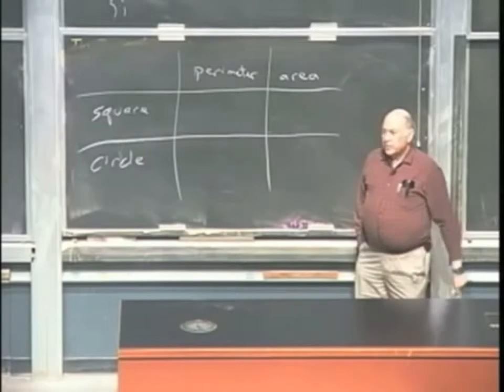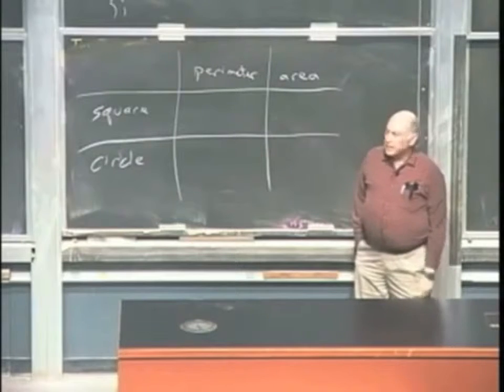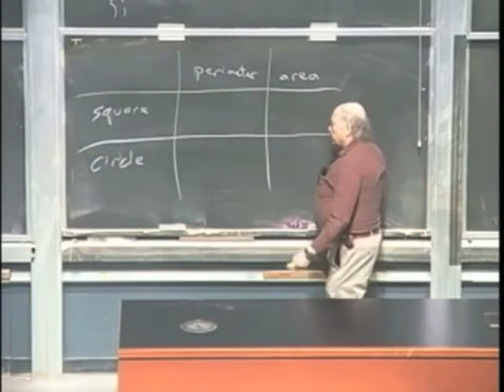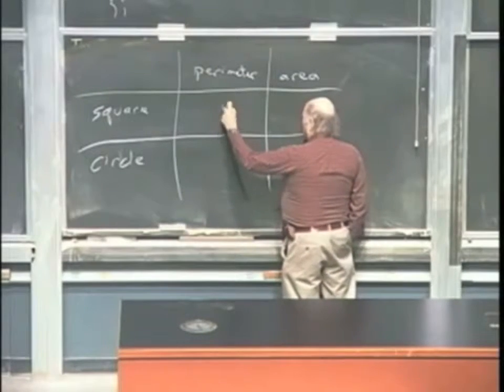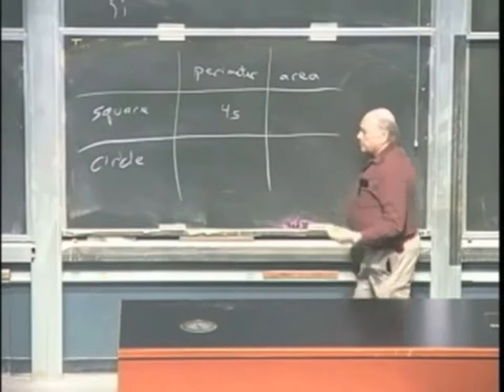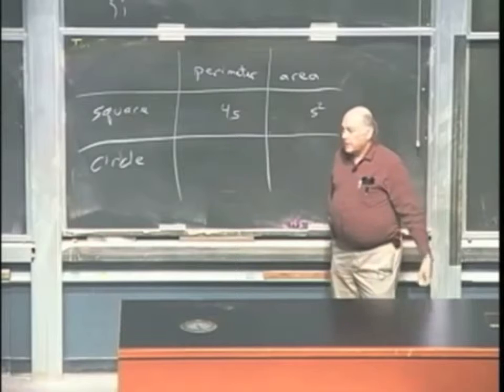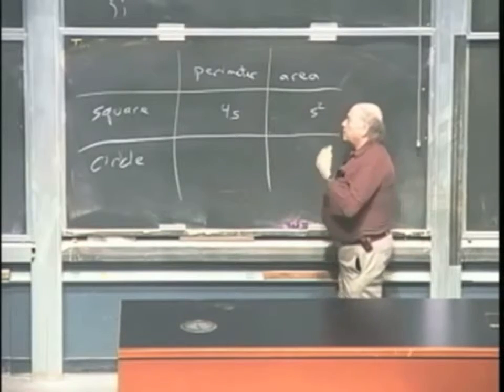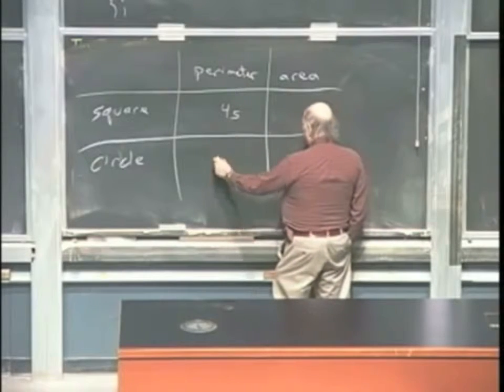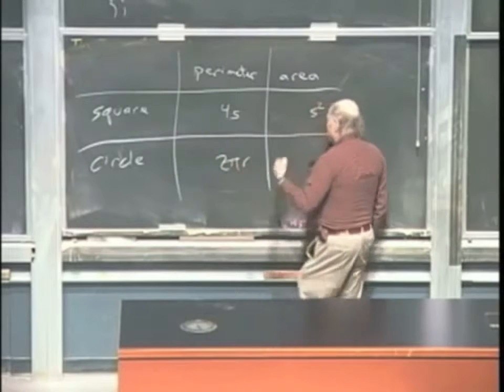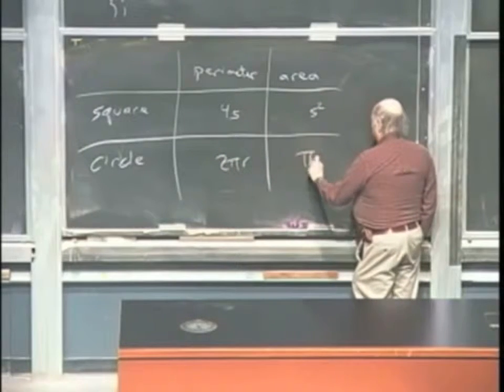So for a square with side s, what's the perimeter? 4s. What's the area? s squared. OK, for a circle of radius r, what's the perimeter? 2 pi r. And what's the area? Pi r squared. Great.